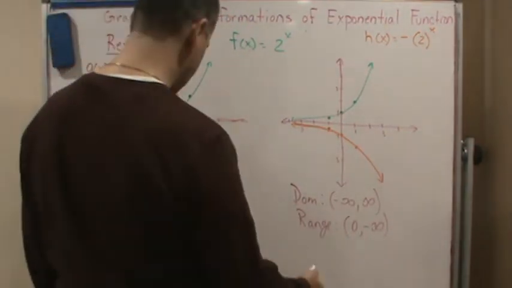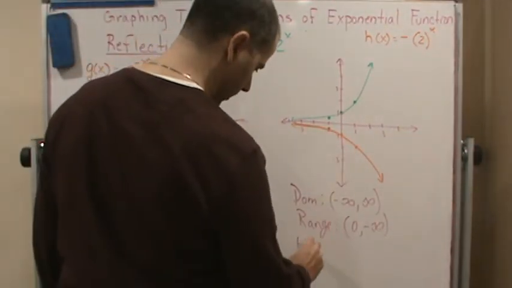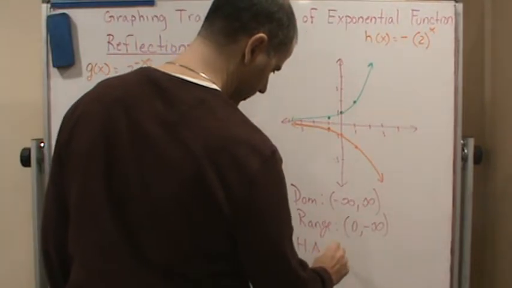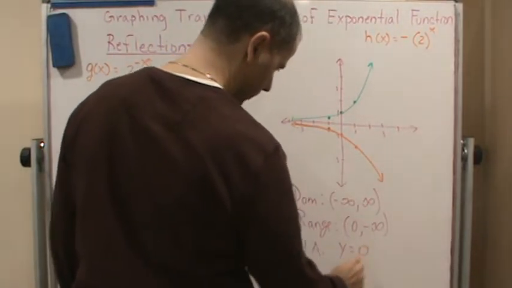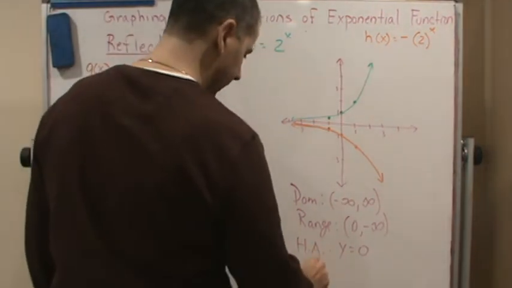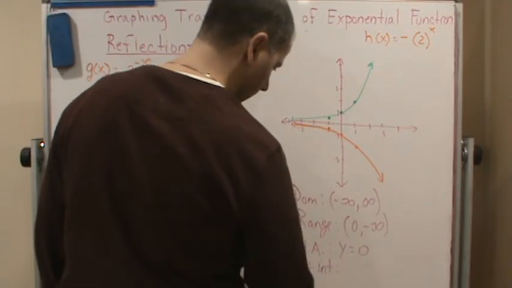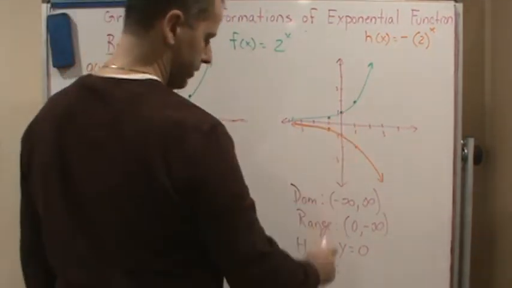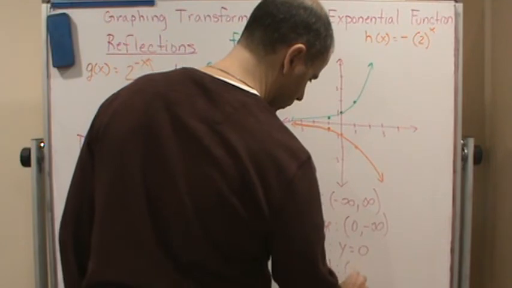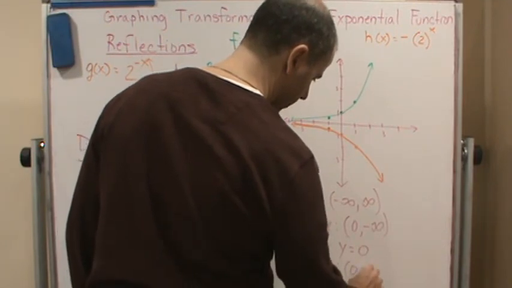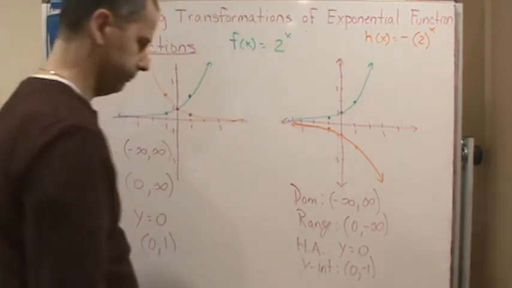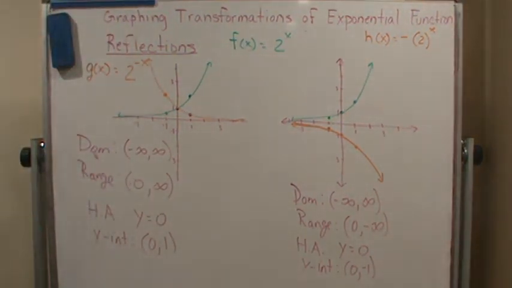And the horizontal asymptote doesn't change, right? That stays the same. y equals 0. But the y-intercept does change. The y-intercept goes from (0, 1) to (0, negative 1). Remember, all the y values are multiplied by negative 1. Okay, so that's why the range and the y-intercept are affected.